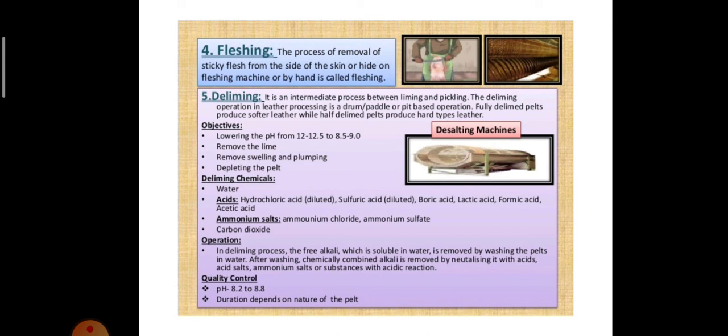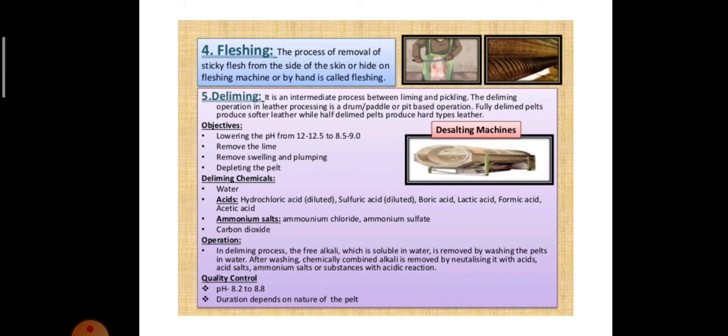Deliming chemicals. Generally we use water or acids like hydrochloric acid in dilute condition. Similarly, sulfuric acid also in very dilute conditions, boric acid, lactic acid, formic acid, and acetic acid, whereas ammonium salts, ammonium chloride, ammonium sulfate, and carbon dioxide. So these are all the chemicals used for deliming to remove the excess lime.